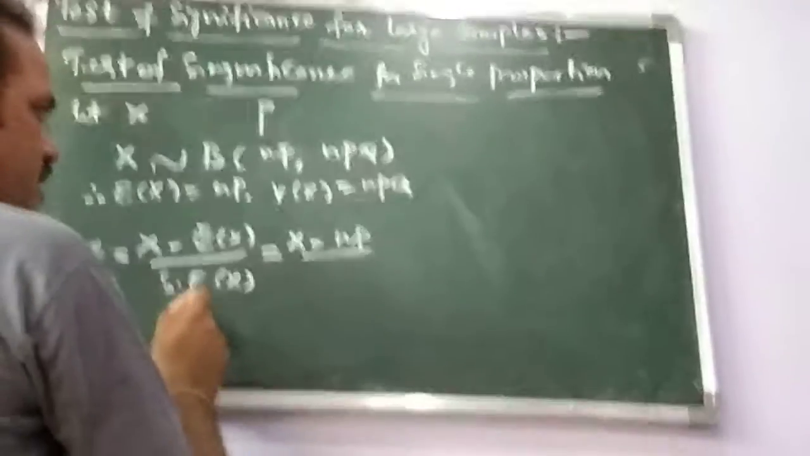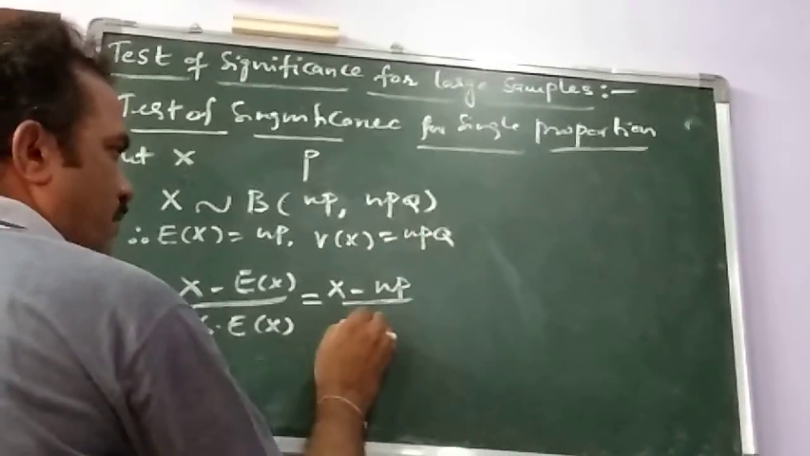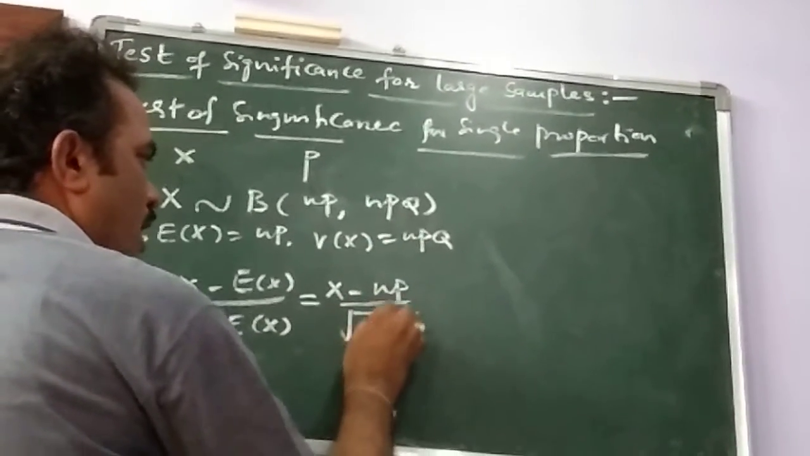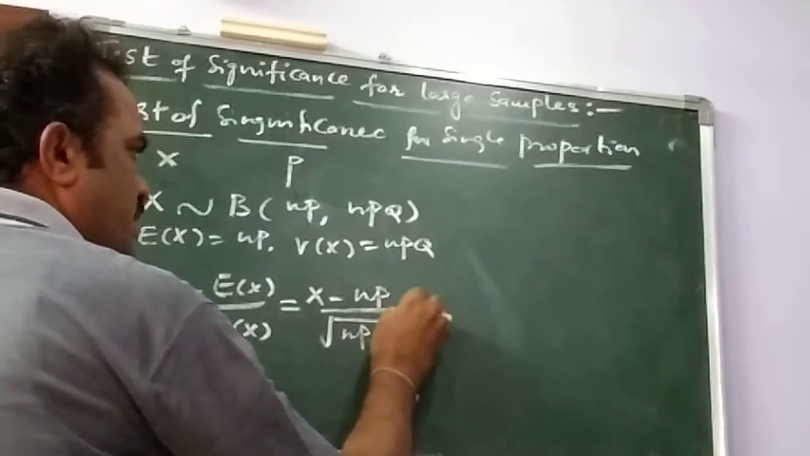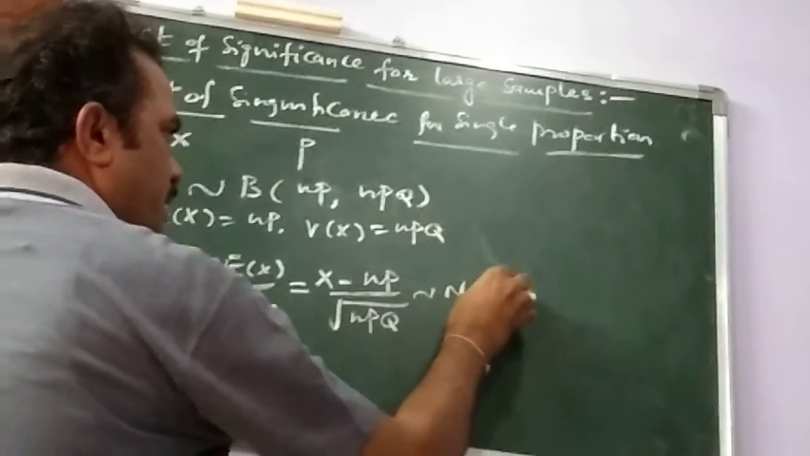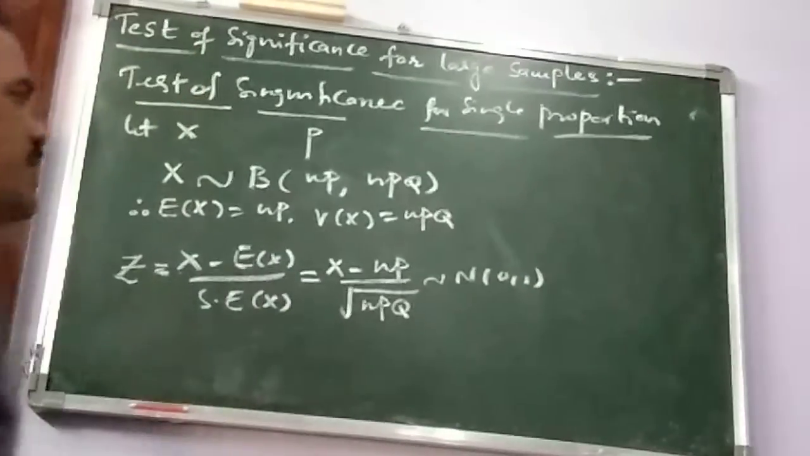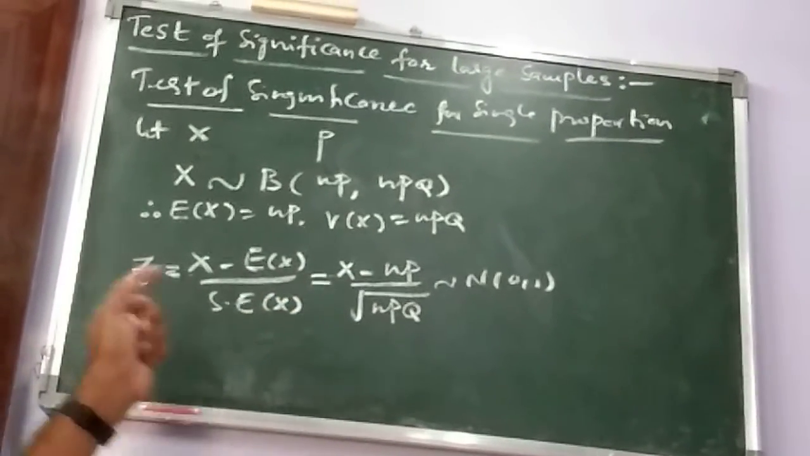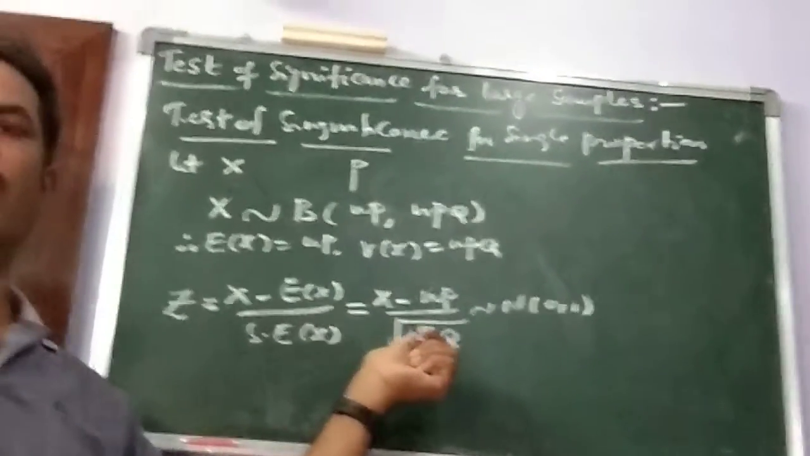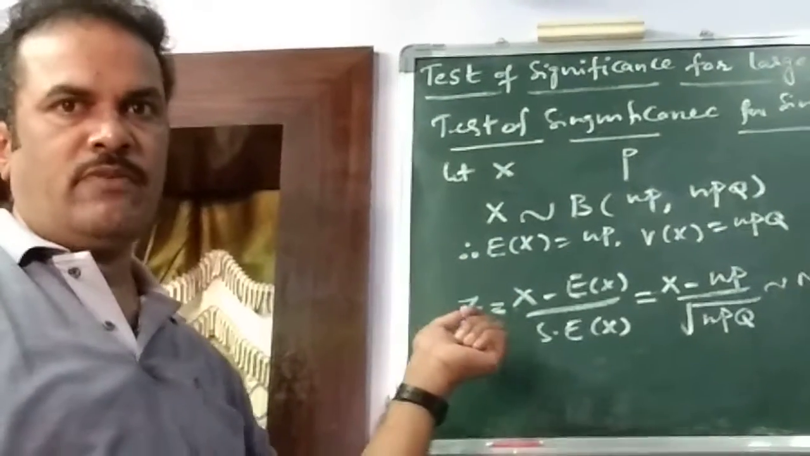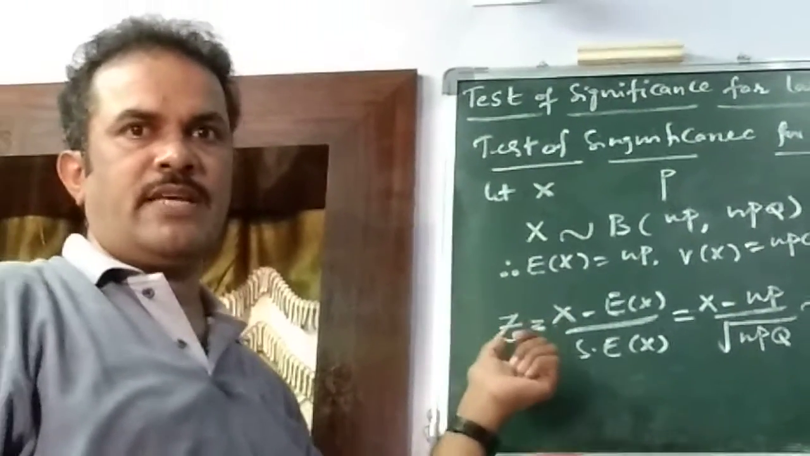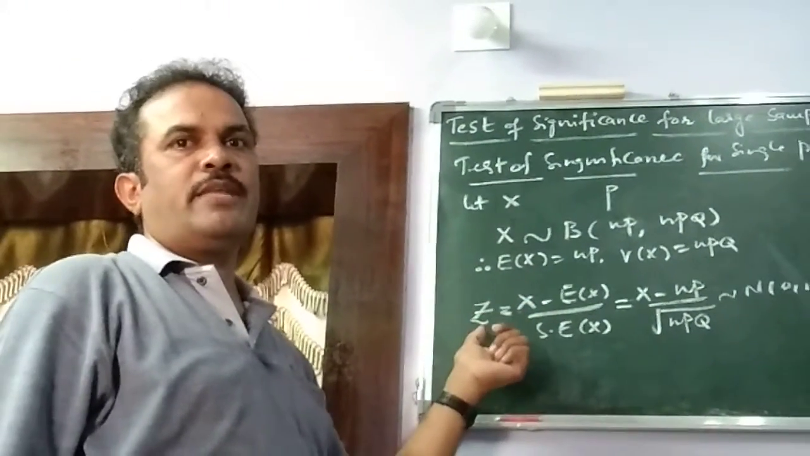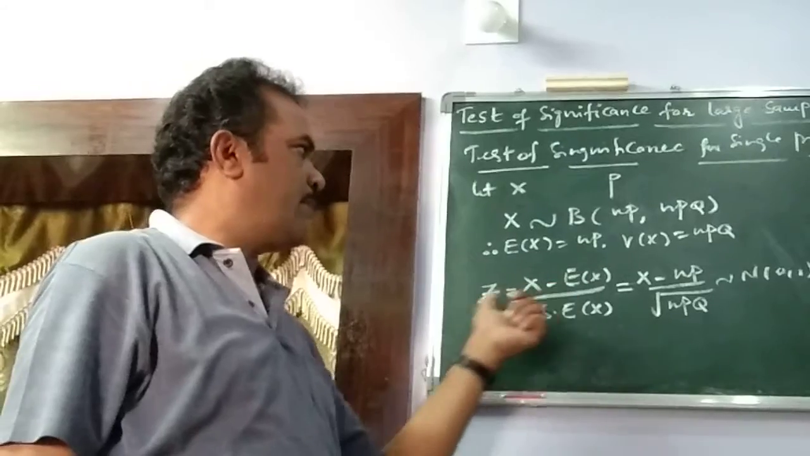What is the standard deviation of X? It is the square root of the variance of X, that means the square root of NPQ. This follows the normal distribution with mean 0 and variance 1. So Z equals X minus NP divided by the square root of NPQ is the test statistic formula. We will apply the normal test procedure, as I explained in the last video on the procedure of testing a hypothesis.